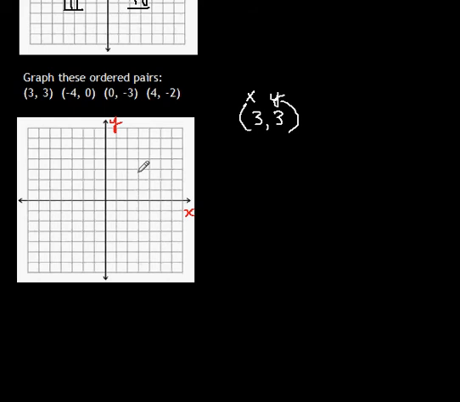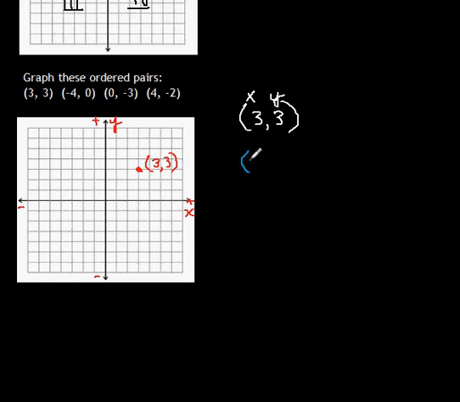1, 2, 3. These are the positive x values, and these are the negative x values. These are the positive y values, and these are the negative y values. The middle point right here is called the origin, and that's the point 0, 0. So this is our point 3, 3. Let's try another one.